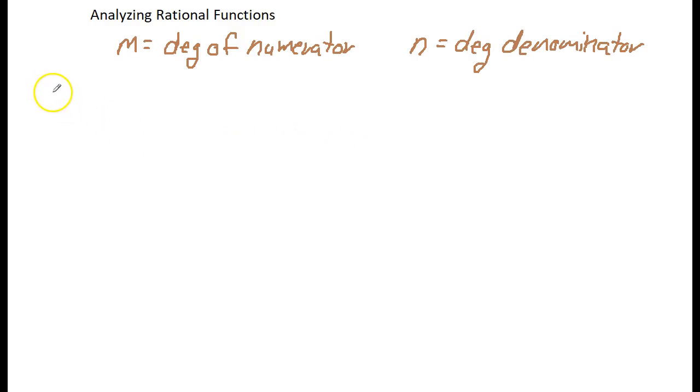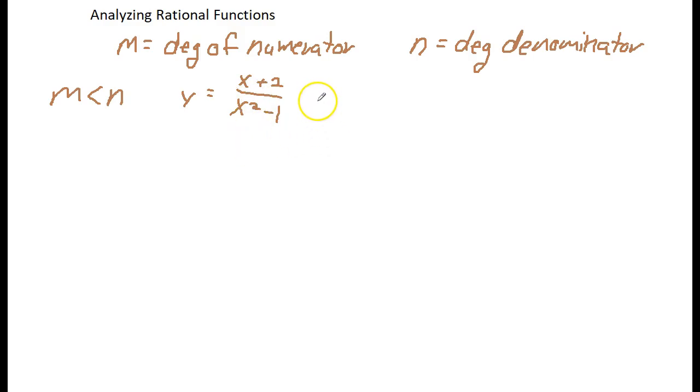So if m is less than n, that means the degree of the numerator is less than the degree of the denominator. It could be a function that looks something like this: y equals (x plus 2) over (x squared minus 1). You notice the degree of the numerator is 1, and the degree of the denominator is 2, because it's always the biggest exponent.